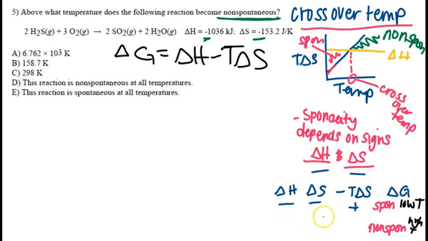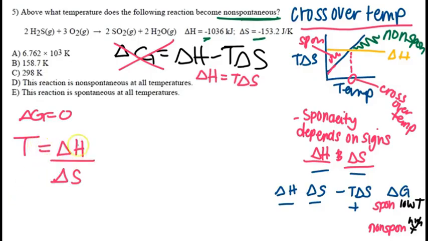So what we need to do is simply calculate our crossover temperature, and that is going to be setting delta G equal to 0 at equilibrium, so we can get rid of that expression, and therefore we can rearrange this to solve for T. So our crossover temperature is going to equal our delta H divided by our delta S. So this is our expression to solve for our crossover temperature.